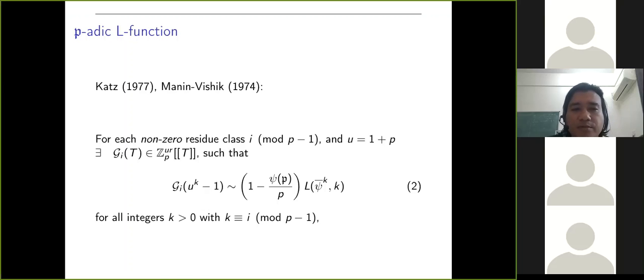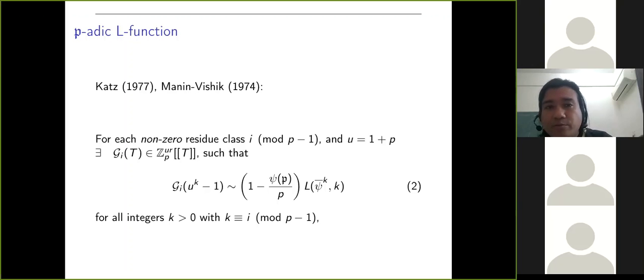g_i evaluated at u to the power of k minus 1. Up to some factors, this is going to be related to the L function of the Grossencharacter. And this is going to be true for all k with k congruent to i mod p minus 1. So pay attention to this non-zero residue class i mod p minus 1. This is a theorem due to Manin-Vishik and then Katz. This is a very deep theorem.